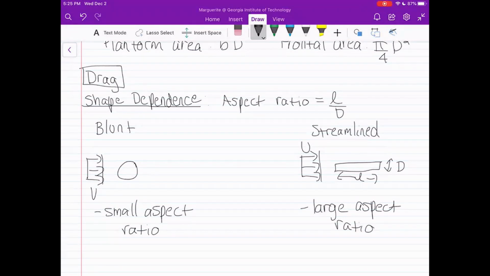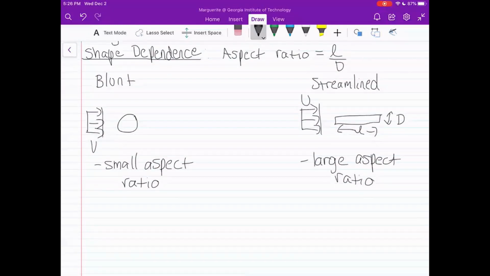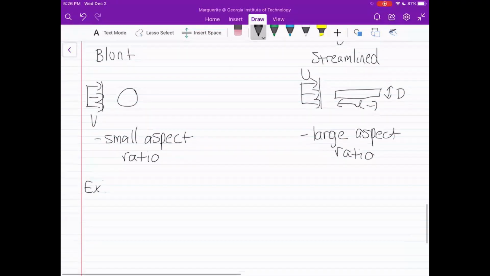Again, you can look these up in tables. In the textbook I'm using, there's a ton of tables for different shapes, and it just tells you what the coefficient is for either of them. I'm not going to rewrite the table for you, but I do want to give you an example of how important the shape can be on the amount of drag.